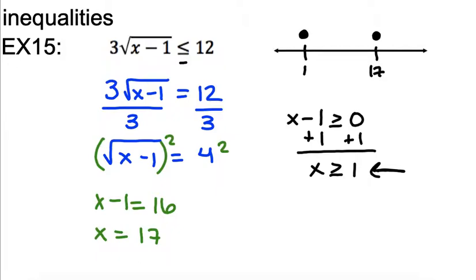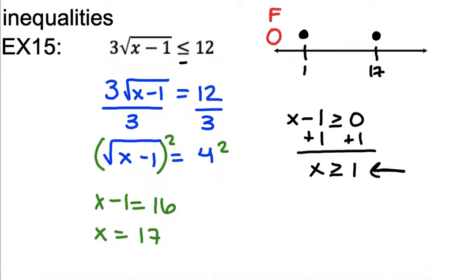Now, this may come in 1, 2, or 3 parts. So what we're going to do is check different values. So I'm going to check 0 first. If I check 0, 0 minus 1 is negative 1. Square root of negative 1 is i. Can't have i. So 0 is false.